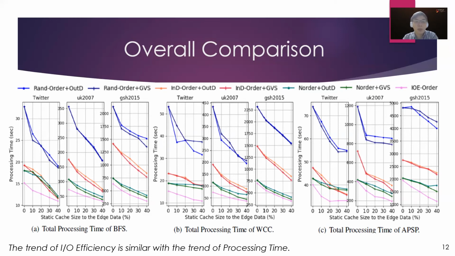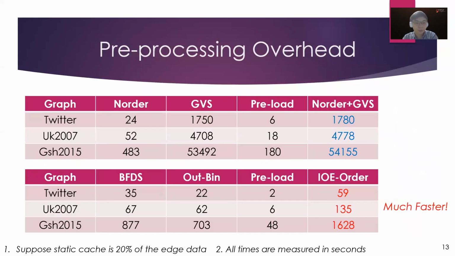And for the result, we can observe that the random order performed worse than the integrity order, and then the unordered. And the IOE-Order, which is the pink line, performed the best compared to all the other designs, no matter with or without the static cache. And this is because the BFS provides better locality of access to the edge data, and IOE-Order further improves performance with the static cache size by leveraging the out degree information and the bin structure.